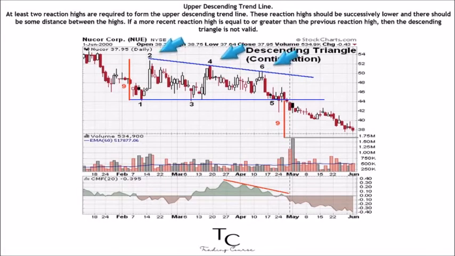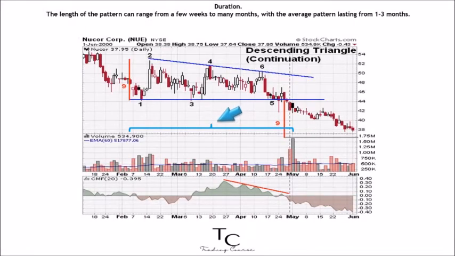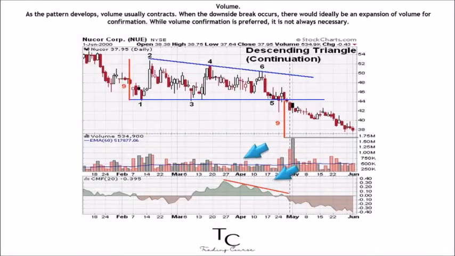Upper descending trend line. At least 2 reaction highs are required to form the upper descending trend line. These reaction highs should be successively lower and there should be some distance between the highs. If a more recent reaction high is equal to or greater than the previous reaction high, then the descending triangle is not valid. Duration. The length of the pattern can range from a few weeks to many months, with the average pattern lasting from 1 to 3 months.